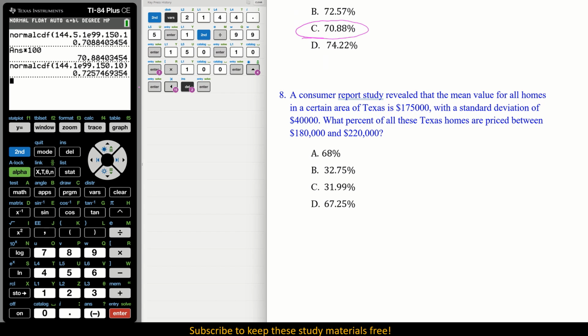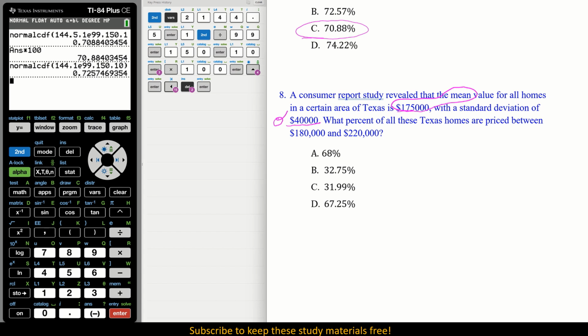Okay. Let's move on to number 8. A Consumer Reports study revealed that the mean value of all homes in a certain area in Texas is 175,000. So this is our mean. With a standard deviation of 4,000, what percent of all the homes are priced between 180,000 and 220,000? Now let's think about this one again.